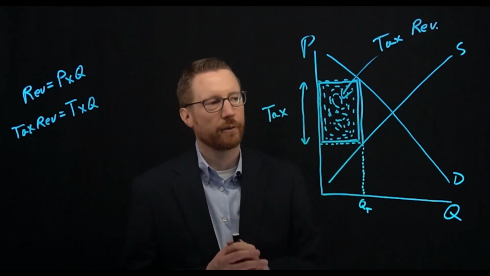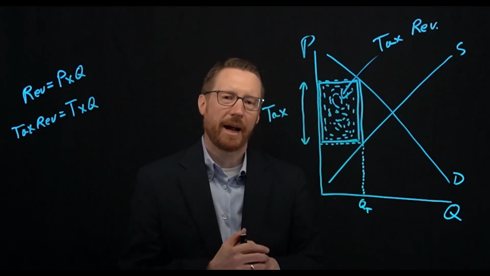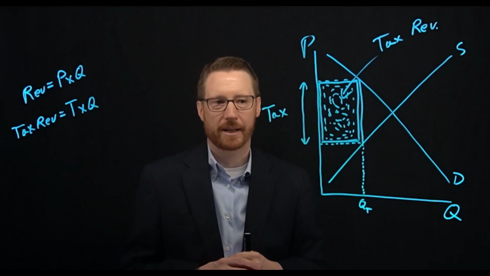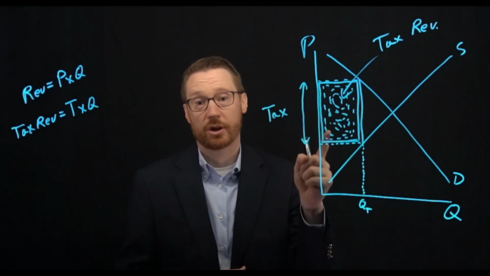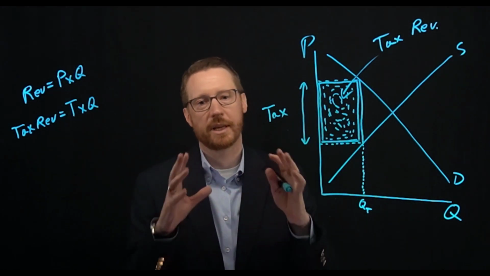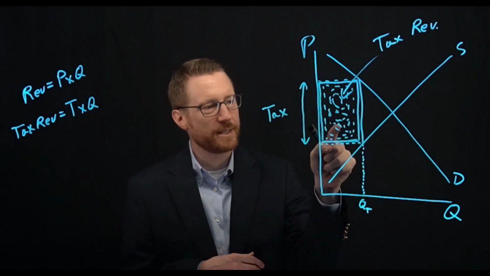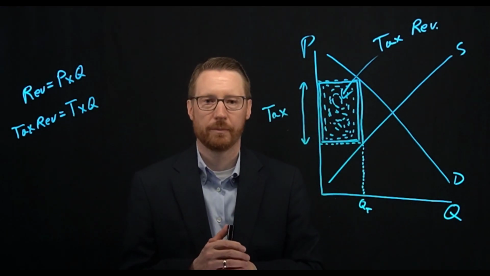Now in other videos, we'll talk about how that revenue is split between the buyer and the seller. But the important point for us is that that's our revenue. And now we can think about efficiency of a tax. How much is the cost in terms of consumer surplus, producer surplus, economic surplus? What's the cost to society of raising that amount of revenue?